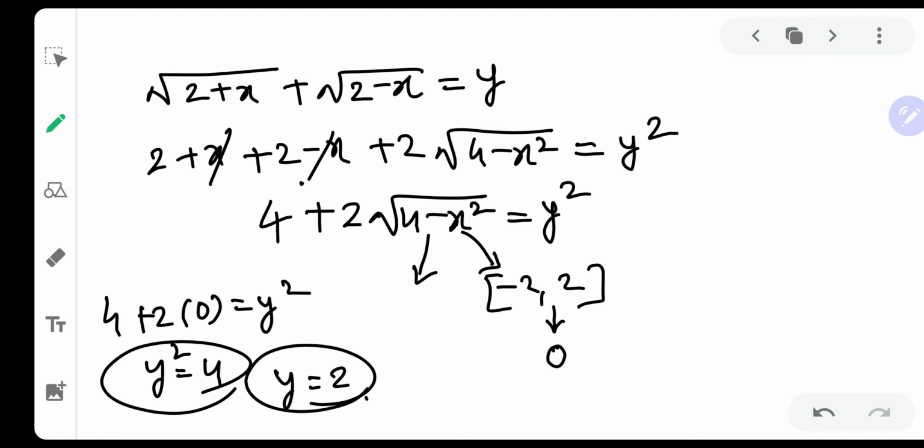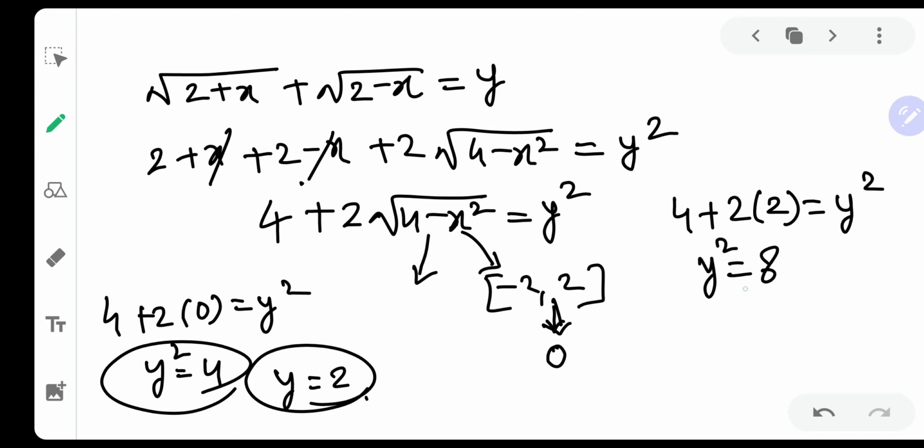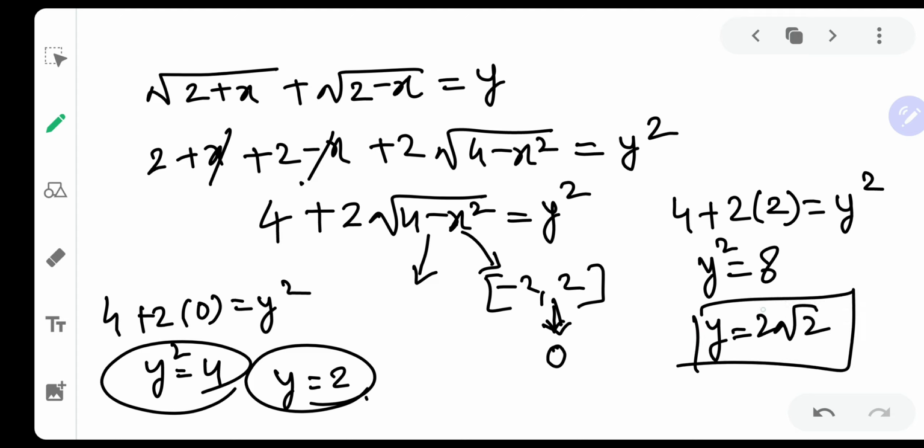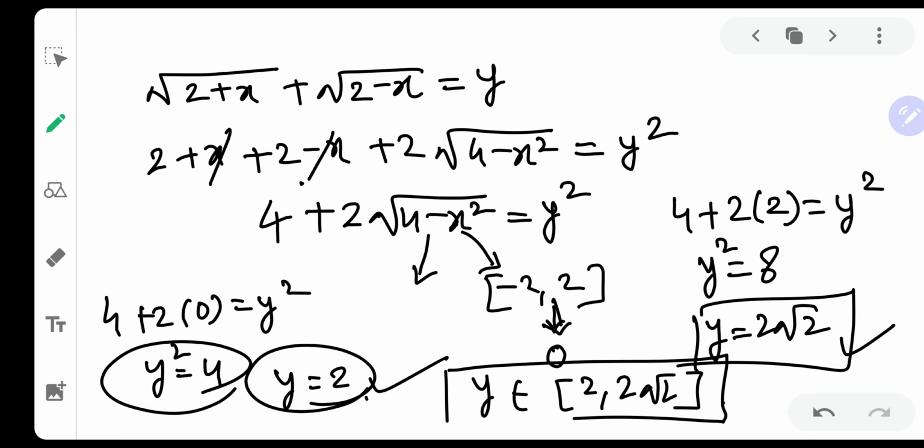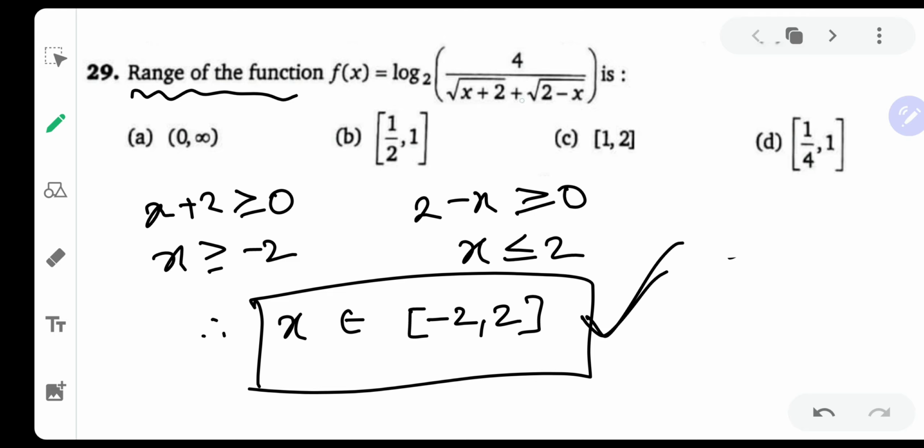And when you put down the value of x as 0, this will be 4 plus 2 into root of 4 minus 0, root 4 is 2, which is equal to y square. So y square is equal to 8. Therefore y is equal to 2 root 2. Now you will say, sir, why are you taking only positive values while taking the root? I'll answer that in a while. So y belongs to 2 comma 2 root 2. These are the expected values of y, because y is in the denominator of log, and log can only have positive values. That is why.